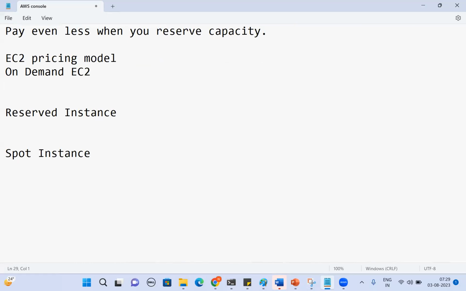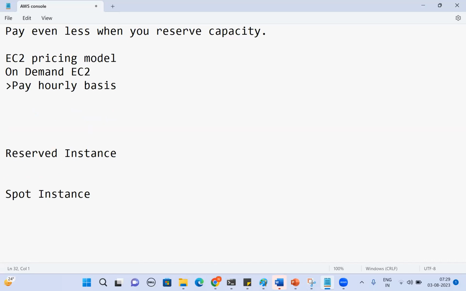Here you pay on an hourly basis. And the second point here is there is no commitment.